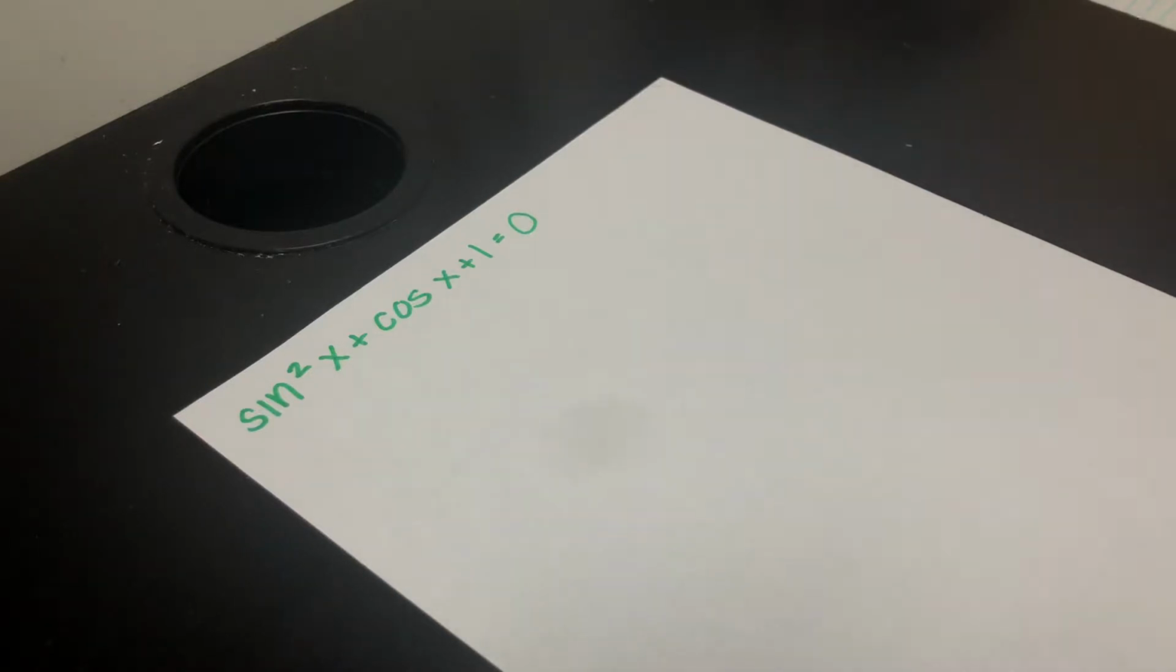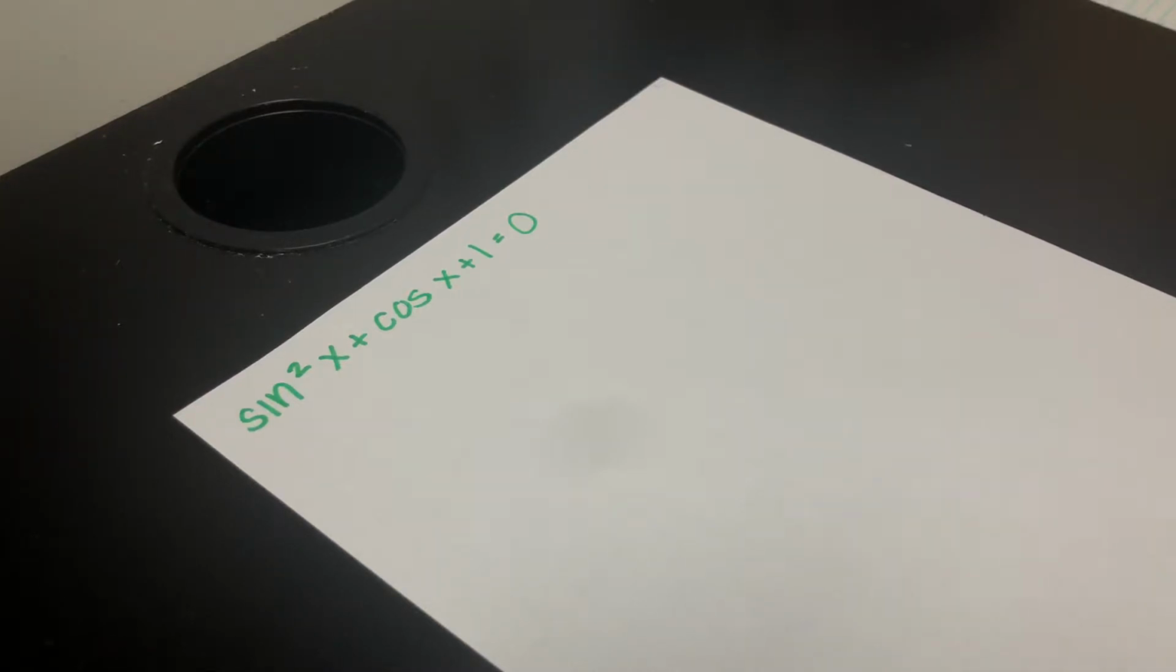So for today's problem, we'll be trying to find sine squared x plus cosine x plus 1 equals 0. So we're going to be finding what x is. So the first thing we would have to do is to make sure we have like terms.